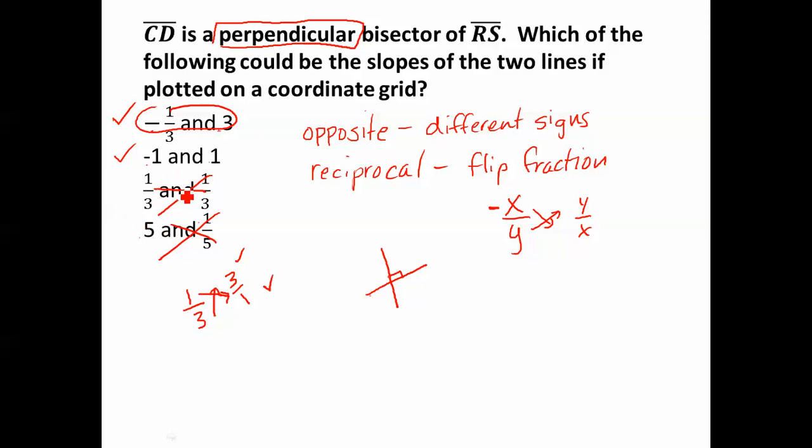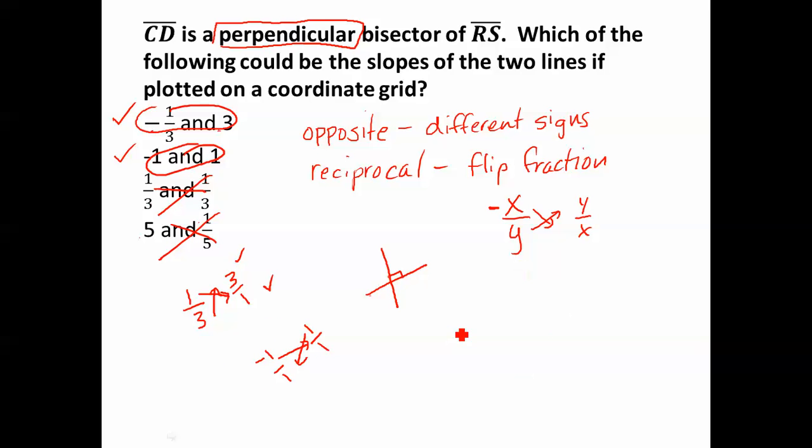What about -1 and 1? We have -1 and 1. Did the top go down to the bottom? Yeah, 1 could be put under the bottom. Did this top go down to the bottom? Yes, that could be 1. So these actually work also.